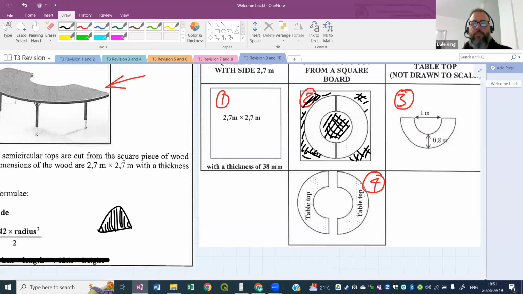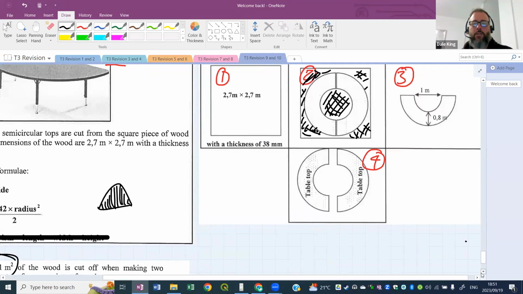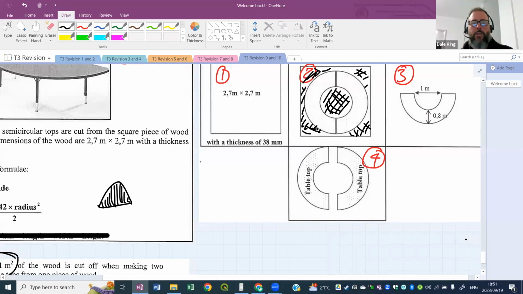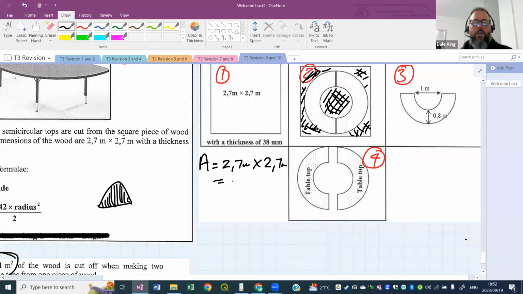I think you have to work out the area of the whole piece of wood at first. Yes, and let's do that. All right, so the area of a square is equal to side times side, so it's 2,7 times 2,7. That's the area of the whole piece of wood, guys. We've got to do that first. Okay, so it's 7,29 square meters. So we've got 7,29 square meters of wood to start with. All right, what do I do now?